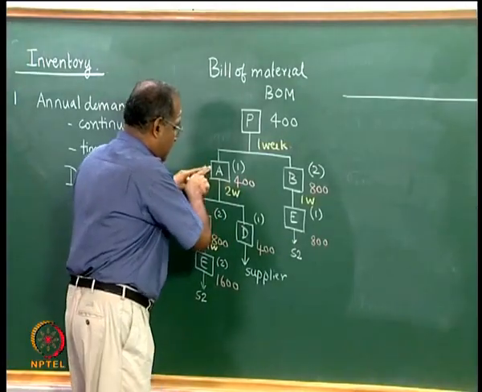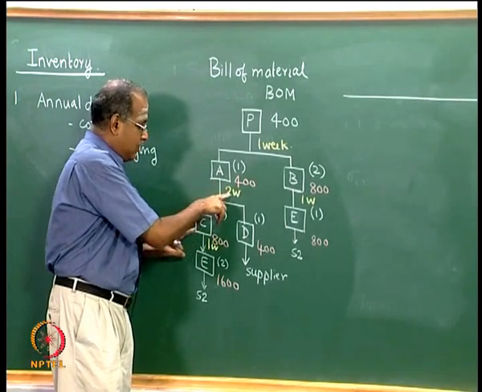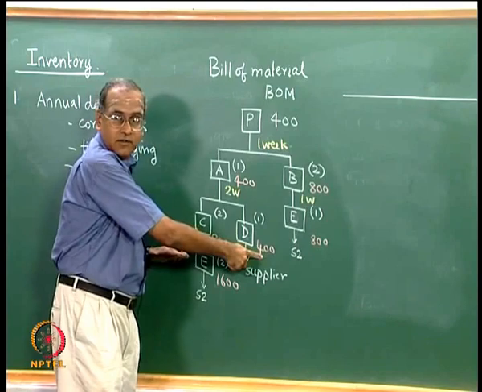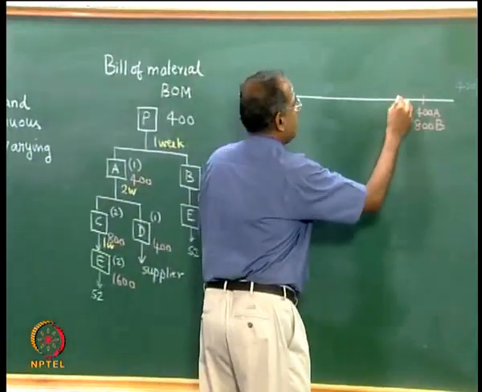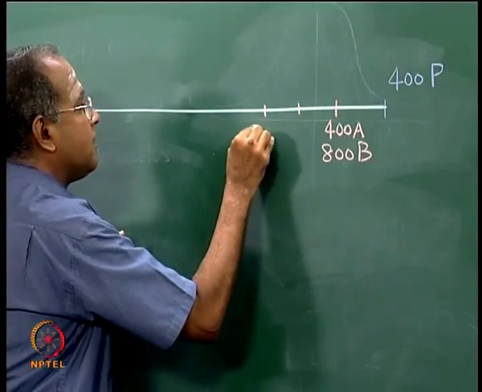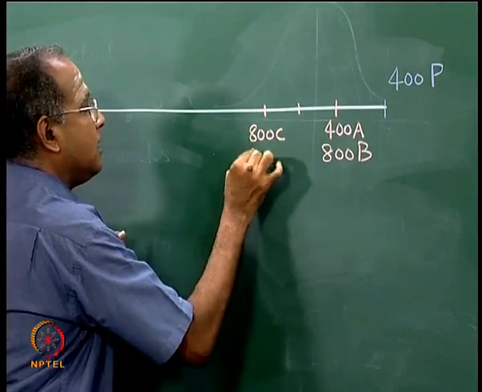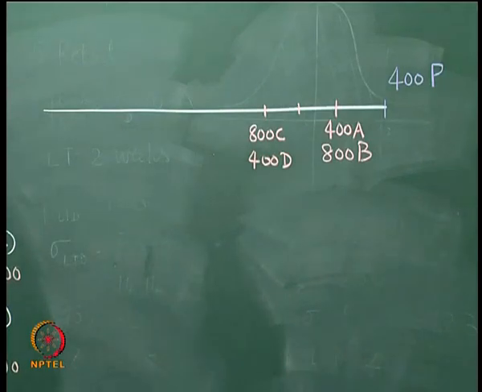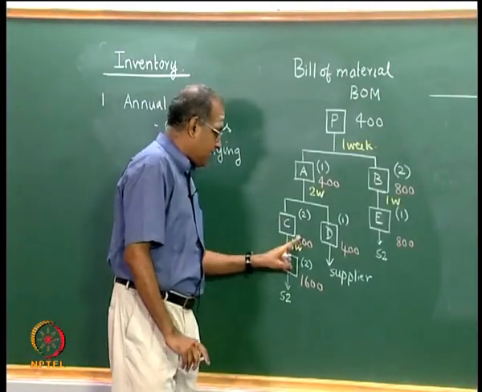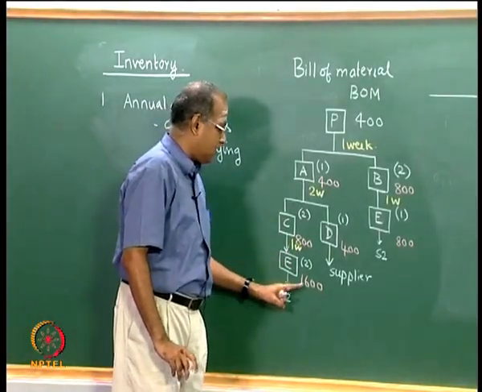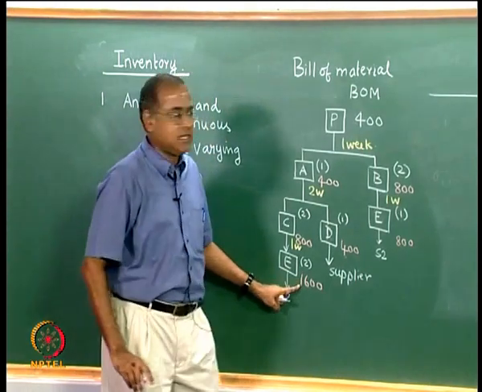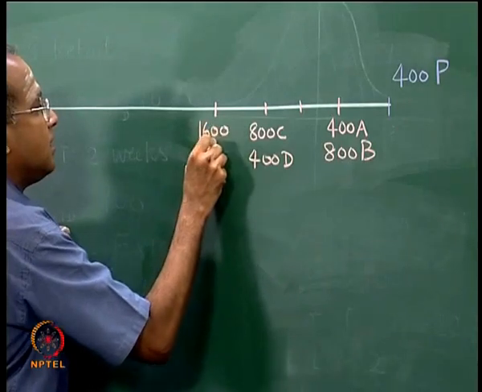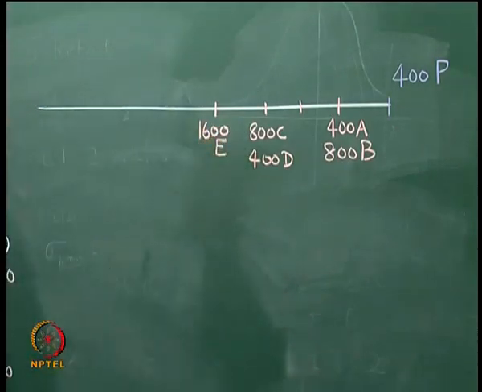Now if I need 400 of A here, then 2 weeks before that I need 800 of C and 400 of D. And if I need 800 of C, then 1 week before I need 1600 of E. So here I need 1600 of E.